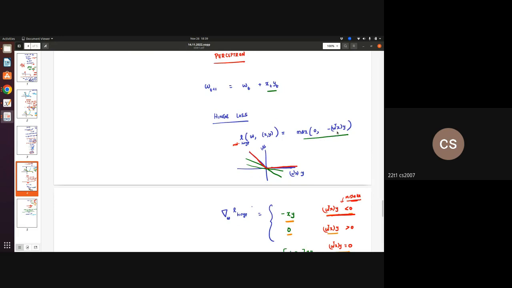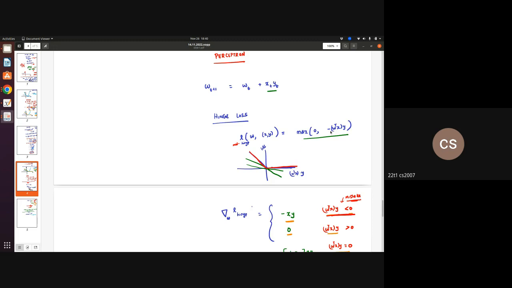when W transpose X into Y is less than 0, which is negative, this becomes positive, and we are taking the max of that, which means that positive value will be the value of the loss. Now, when W transpose X into Y is greater than 0, which is positive, negative of that will be negative. So the max of these two values will be 0. So the loss will be 0, which is representing this part. I hope this part is clear.